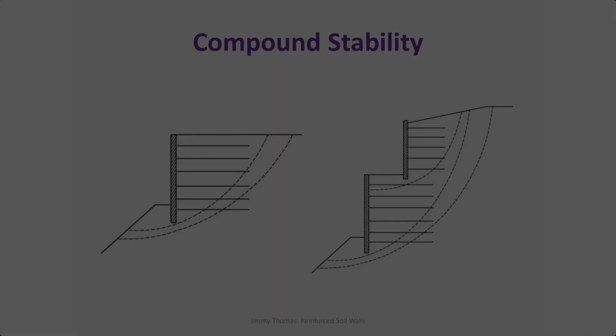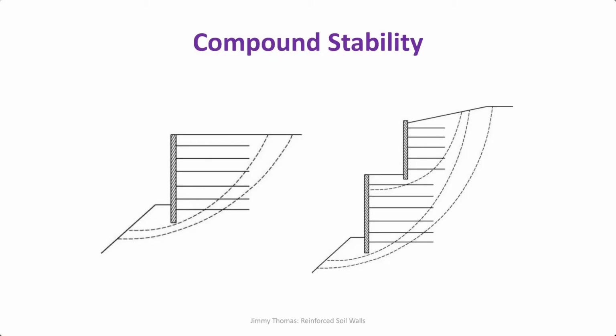The BS code calls it internal wedge stability. The FHWA and AASHTO call it compound stability. Same principle, but instead of wedges, we take trial slip circles. This can be done typically using a slope stability type of approach. Compound in the sense that it passes partly through, it's partly internal and partly external. That's why it's called compound failure.